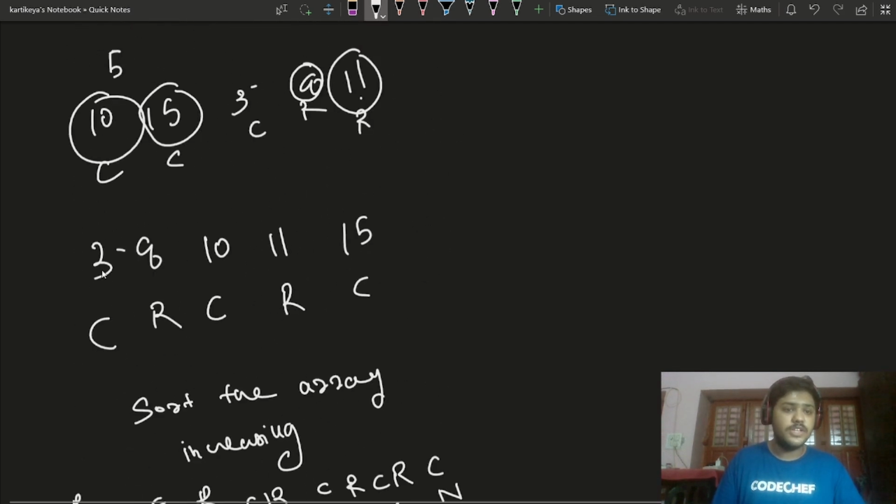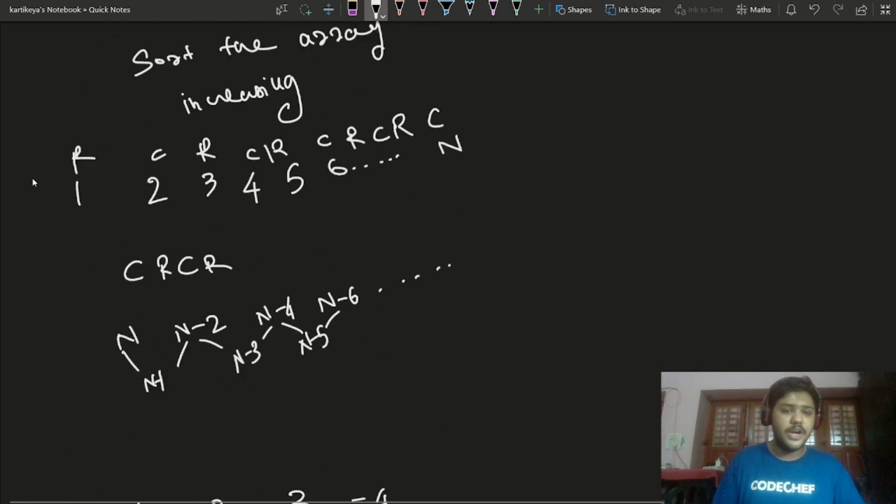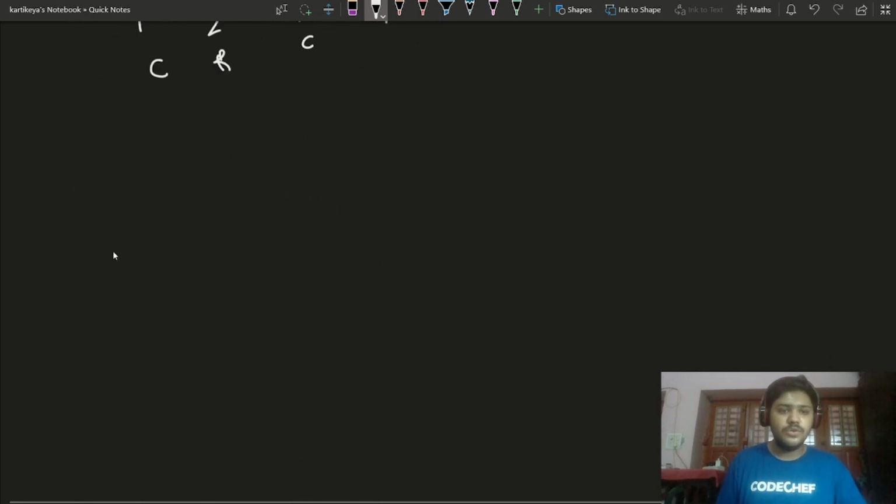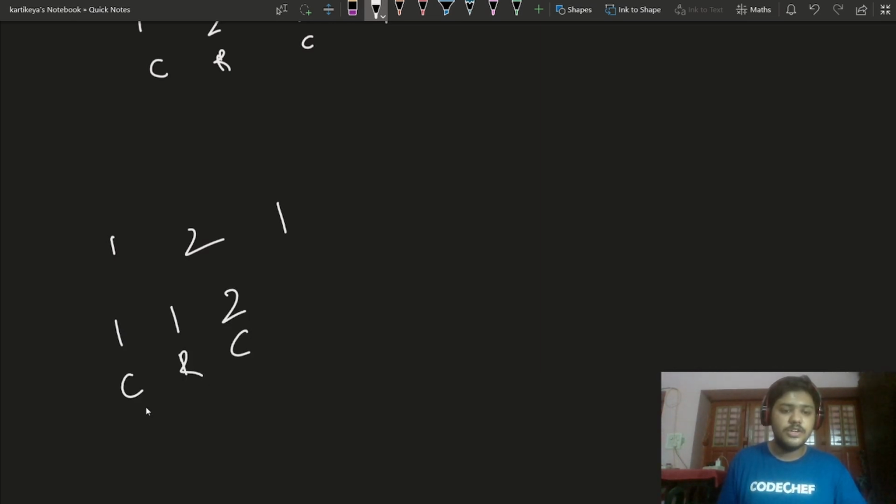Now let's solve it for the second test case, which is 1, 2, and 1. Okay. So it is 1, 2, and 1. We sort the array. What would be the sorted array? 1, 1, and 2. Here chef would come. Here Roma. Here chef. So what is the sum of 1 and 2? It is 3. So the answer for the second test case would be 3.